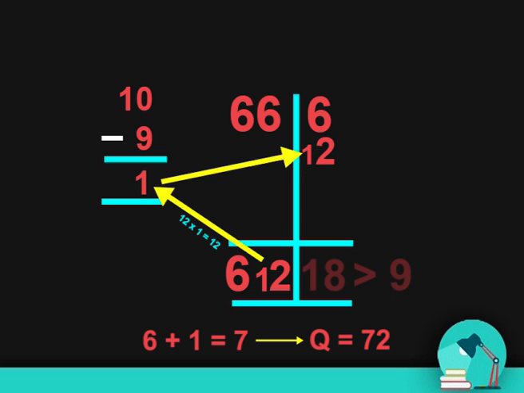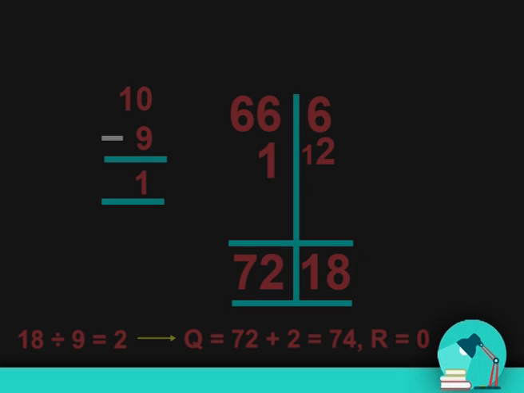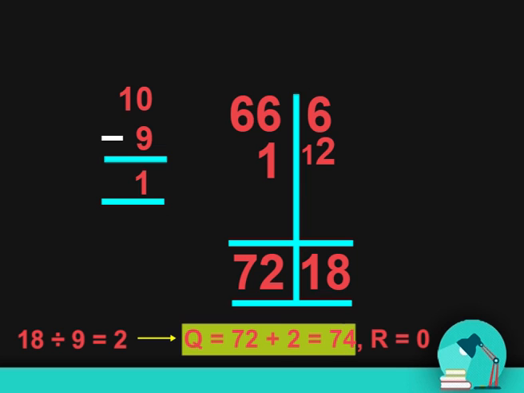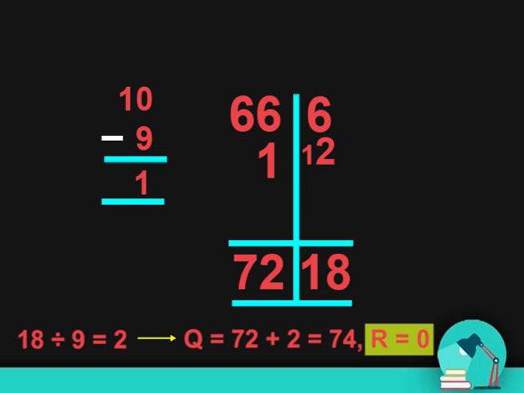The remainder is 18, which is more than the divisor 9. But when 18 is divided by 9, we get the quotient 2. Therefore, 2 will be added to 72 to make it 74, leaving remainder 0. Therefore, the mean of the given numbers is 74.